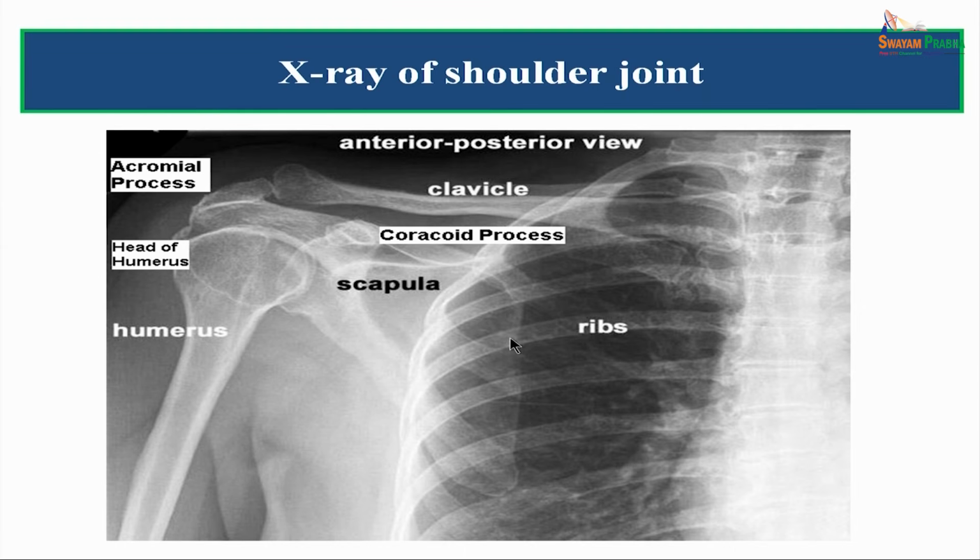A normal X-ray of the shoulder joint, AP view of the right side. You can make out the head of the humerus, and the glenoid cavity. This is the coracoid process, this is the acromion process and that is the clavicle. So, this is a normal X-ray of the shoulder joint, AP view of the right side.